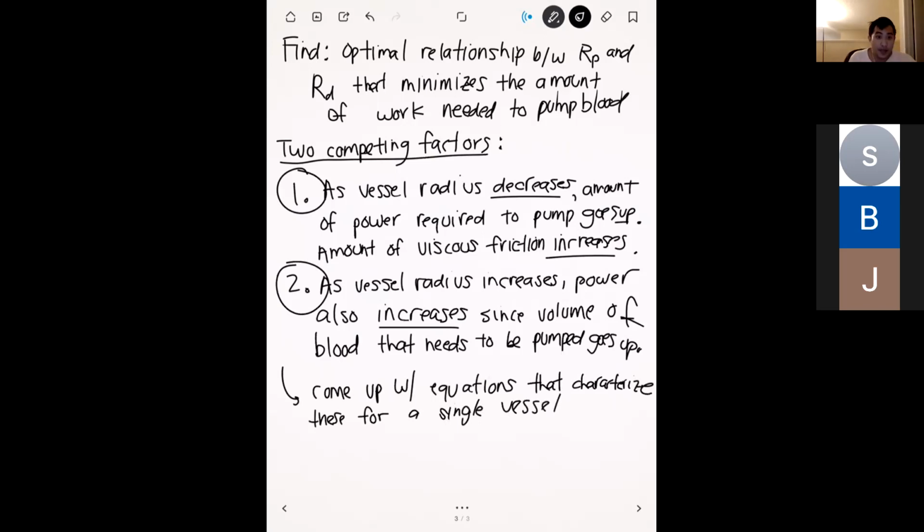Okay. And so we're going to have a single vessel of radius R and length L. I'm going to use big R again for the radius. We're going to ignore the parent and the daughter for now, so this is just a single vessel. The length of this vessel, we'll call it L. Any questions on this?